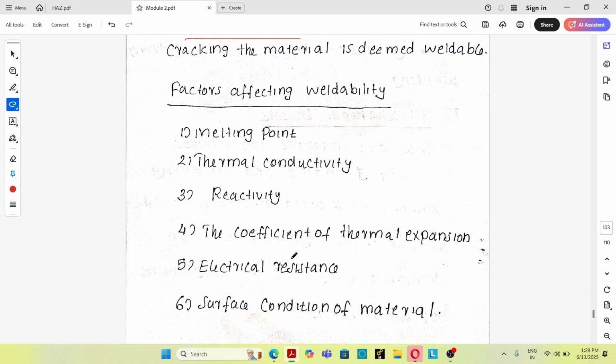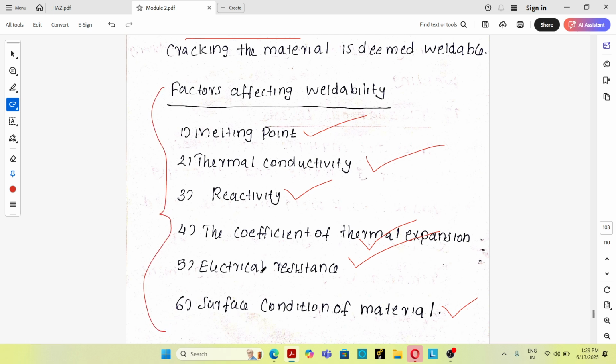Factors affecting weldability: melting point of the material, thermal conductivity of the material, reactivity, coefficient of thermal expansion, electrical resistance, surface condition of the material. So these are the factors which affect the weldability of a material.